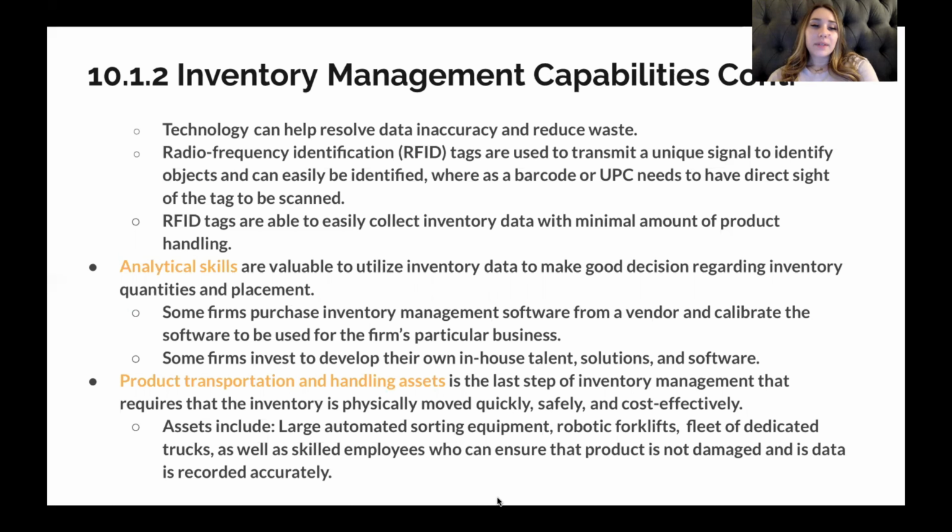And we have product transportation and handling of assets. This is the last step of inventory management, which requires the inventory to be physically moved quickly, safely, and in the most cost-effective way possible. So assets include anything from large automated sorting equipment to robotic forklifts, a fleet of dedicated trucks to move all this product, as well as skilled employees. They're going to ensure that the product is not damaged and that the data is being recorded accurately.